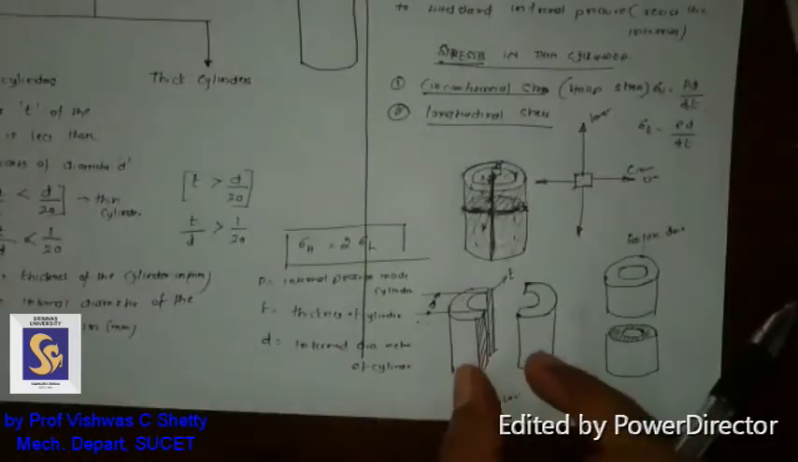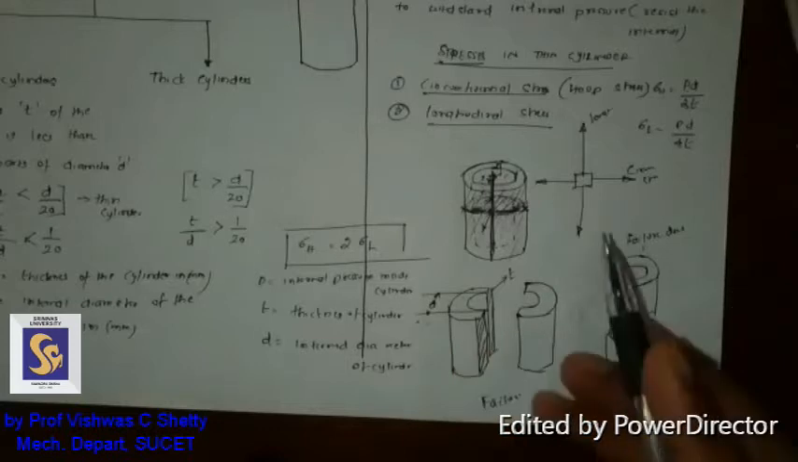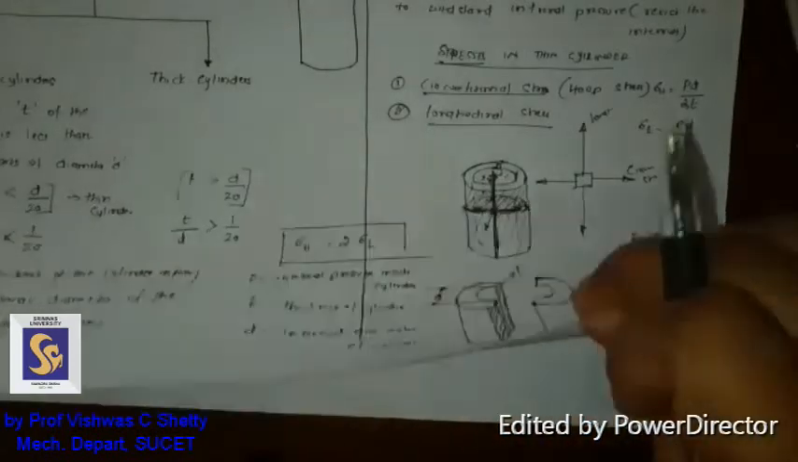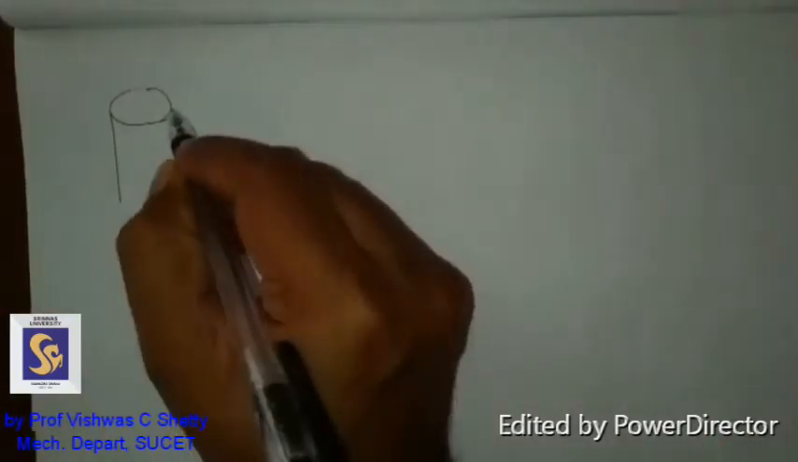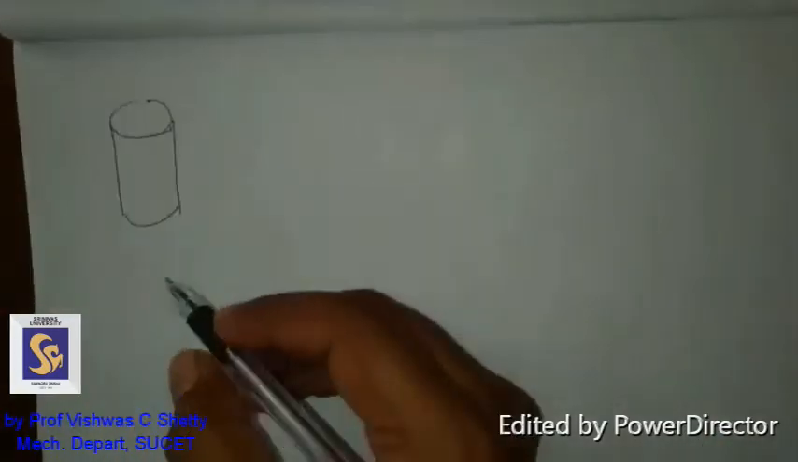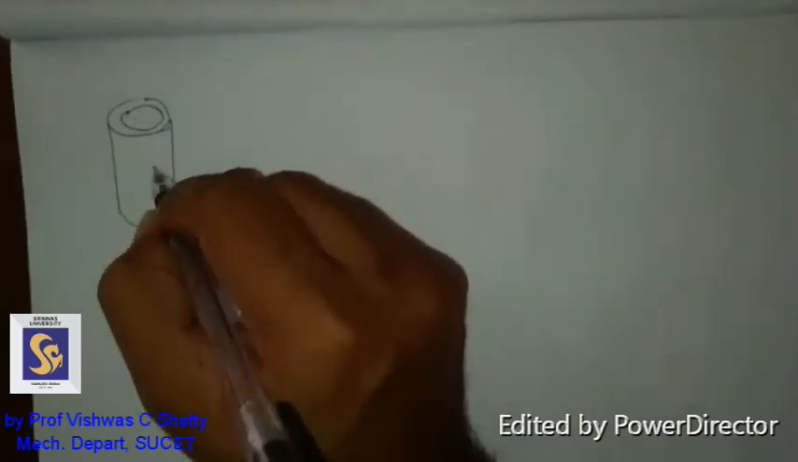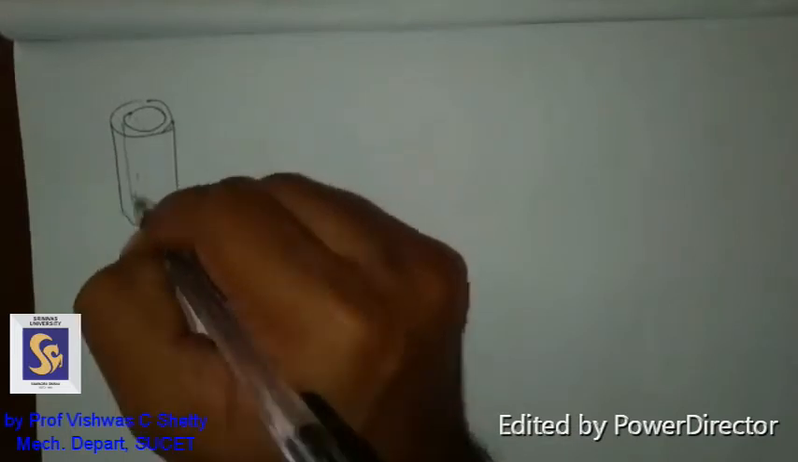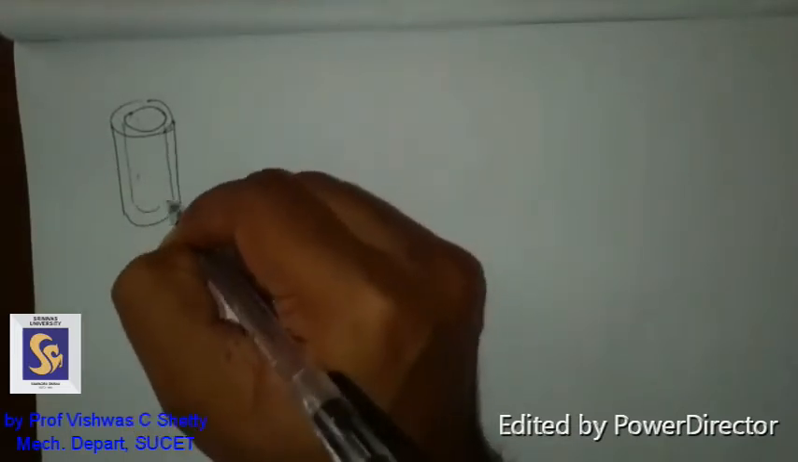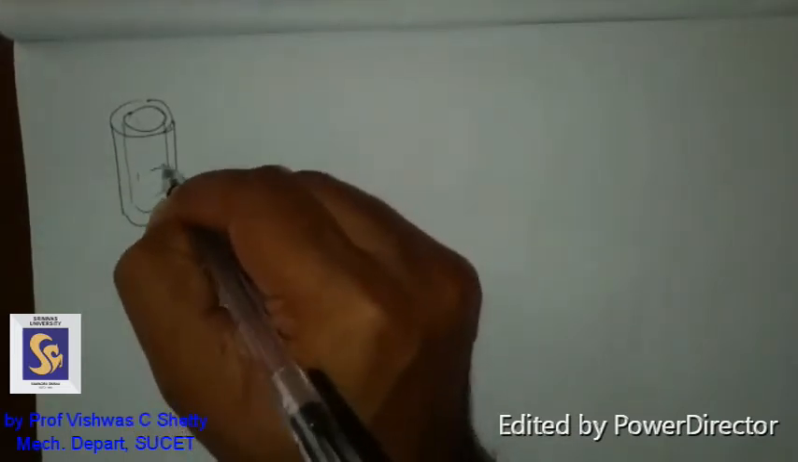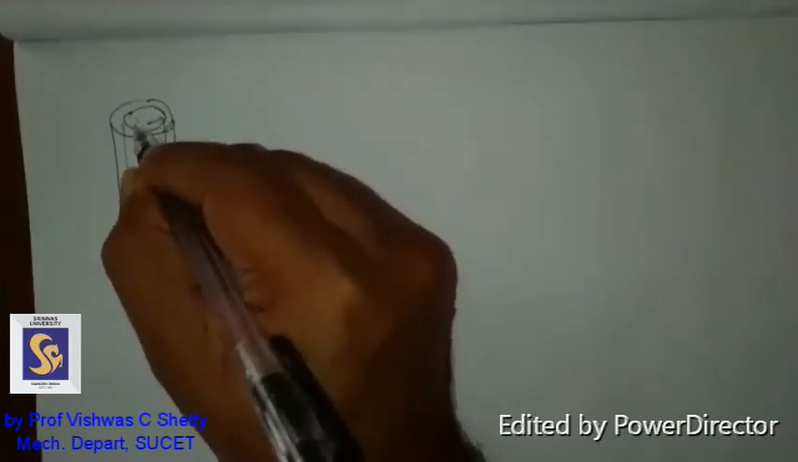So it can happen in two ways. It can happen circumferentially, that is the fluid with a certain pressure inside a cylinder. So here the fluid will be present inside, so that can exert pressure on the inner walls of the cylinder like this.